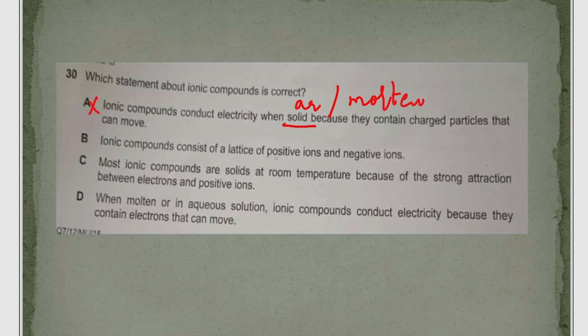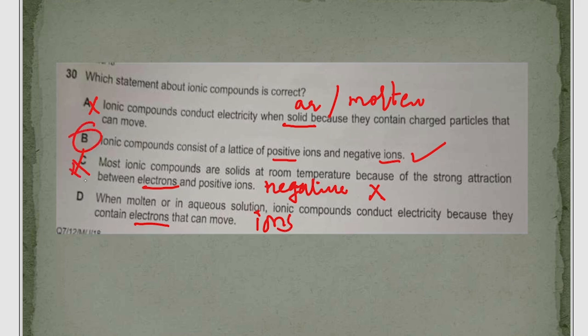Ionic compounds consist of a lattice of positive and negative ions. Yes. Most ionic compounds are solid at room temperature because of the strong attraction between electrons. No, between negative and positive ions. This one is wrong. When molten or in aqueous solution, ionic compounds conduct electricity because they contain electrons. No, they contain ions. So the correct option is B. The rest are all wrong.